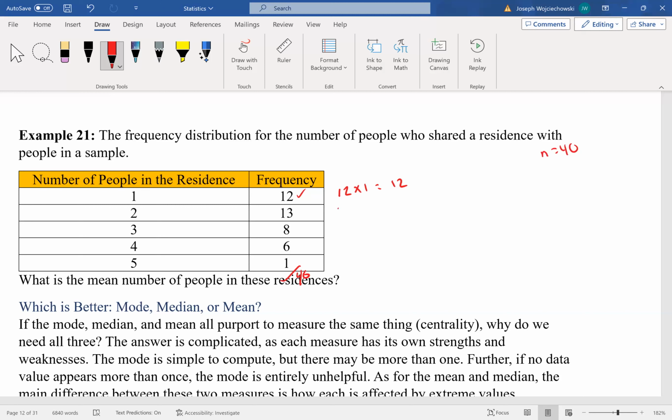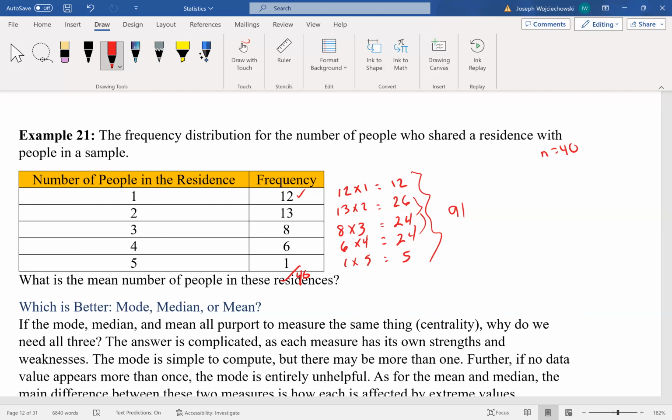Now here I have 13 people that have 2. So that's 26. Then I have 8 people that have 3. That's 24. I have 6 people that have 4. That's 24 as well. And 1 that has 5, which is 5. Now we need to take the sum of all this. That's 50, 74, 86, 91.